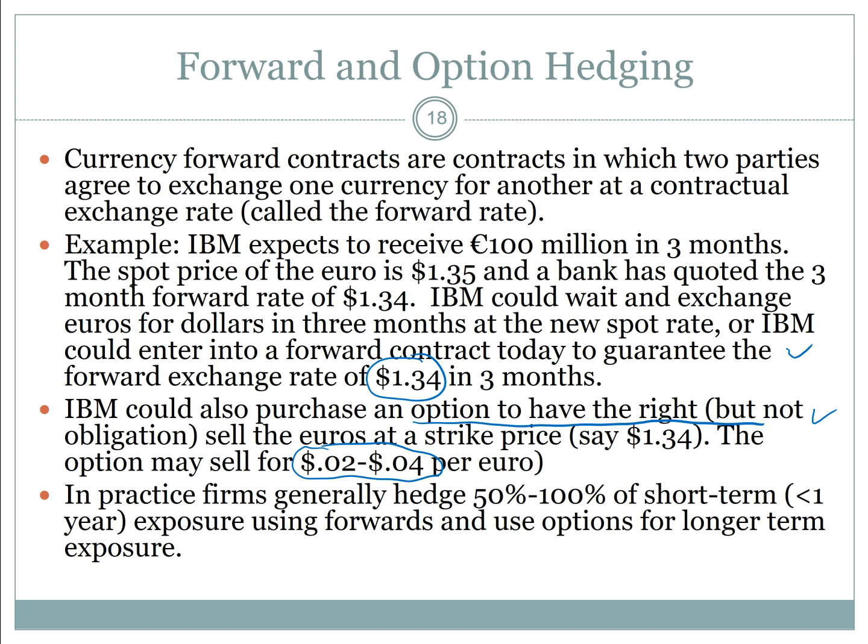Today, now you have the right, but not obligation, to sell your euros at $1.34 in 3 months. If the exchange rate in the market is better than $1.34 in 3 months, you'll not exercise this option and you're just selling in the marketplace. Now, in practice, many firms do not actually hedge 100% of the receivables and payables because they're not sure if they're actually going to come due.